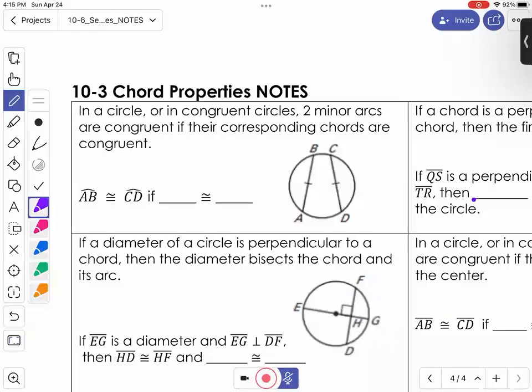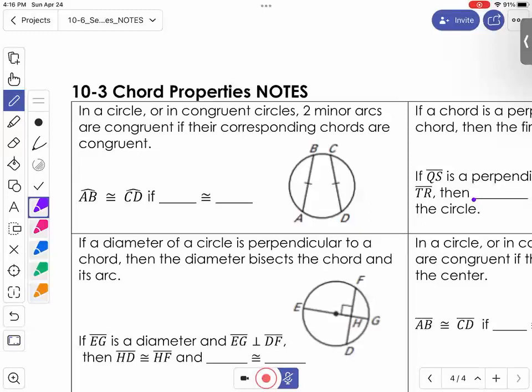Hi, everyone. We're looking at our next topic with our circles, which is to look at the different chord properties that go on and what they do to some of our arcs. So one of the first properties says in a circle, or possibly two congruent separate circles, two minor arcs will be congruent if their corresponding chords are congruent. So if you have two matching chords in a circle or in congruent circles, then they create matching arcs.